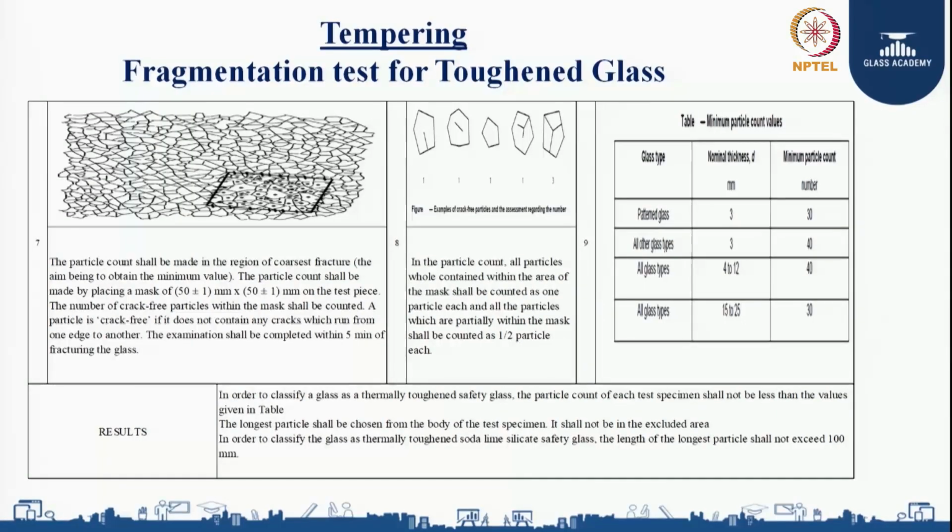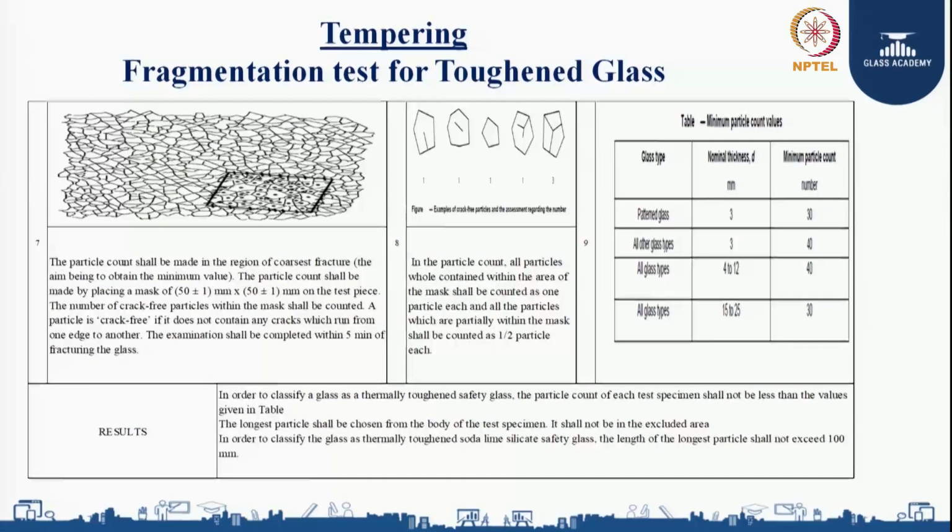And you can see the minimum particle count. You can see in the table, if I am using any glass, if my glass thickness is between 4 to 12 mm, the minimum particle count in a 50 by 50 square plate should be minimum 40 particles, 40 numbers. If I am getting minimum 40 particles, it means I am ensuring that the toughening process has been successfully completed.